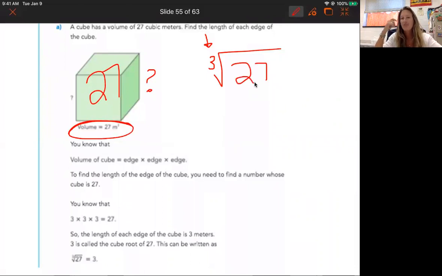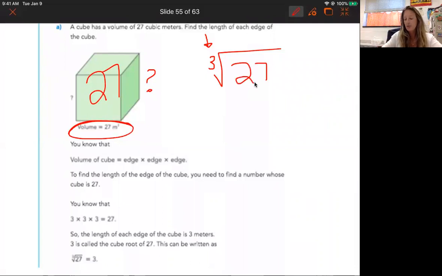So thinking off the top of your head, you could do some guess and check. You could do 2 times 2 times 2. 2 times 2 is 4. 4 times 2 is 8. That's not enough. Let me try 5 times 5 times 5. 5 times 5 is 25. 25 times 5 is 125. That's too much. And so I'm going to go back, right?